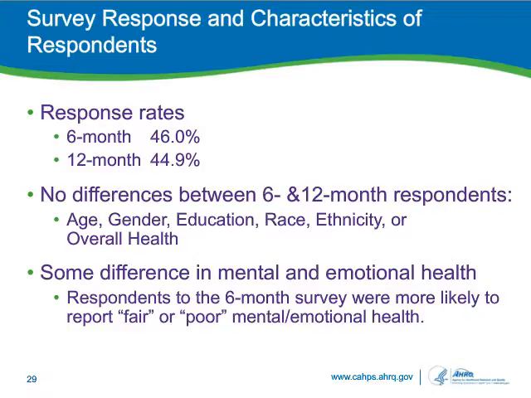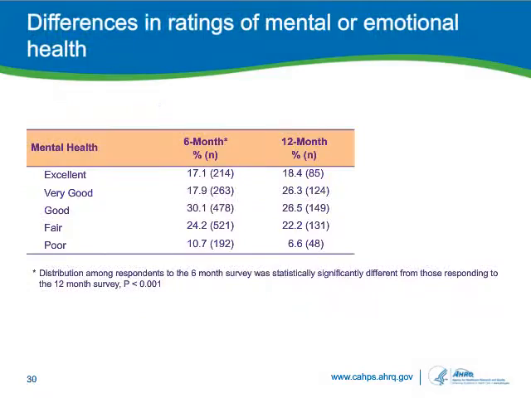We looked at a lot of the characteristics of patients in the standard About You questions that are included in the survey, and found that there's really no statistically significant difference between those who were responding to the 6-month and those responding to the 12-month survey. That's in terms of age, gender, education, race, ethnicity, and also their rating of overall health. That's the excellent, very good, good, fair, poor question. We did find some difference in the mental or emotional health question, and I'll show you that data. And I'll show it in 2 ways. But basically, the distribution is different, the 6-month and the 12-month.